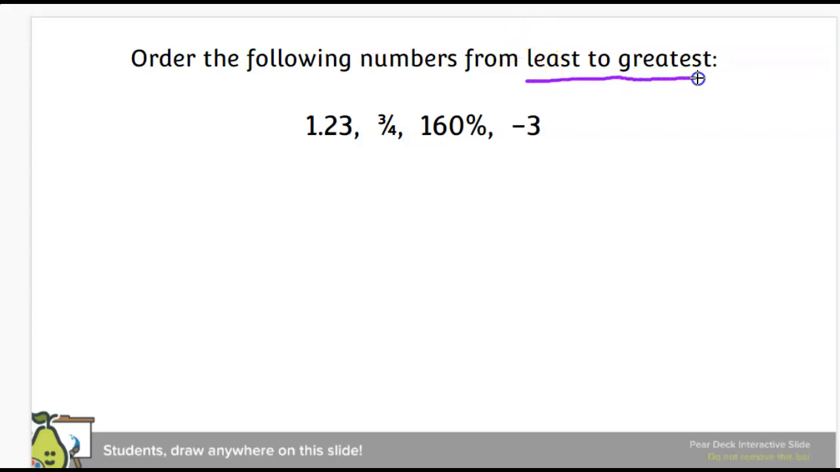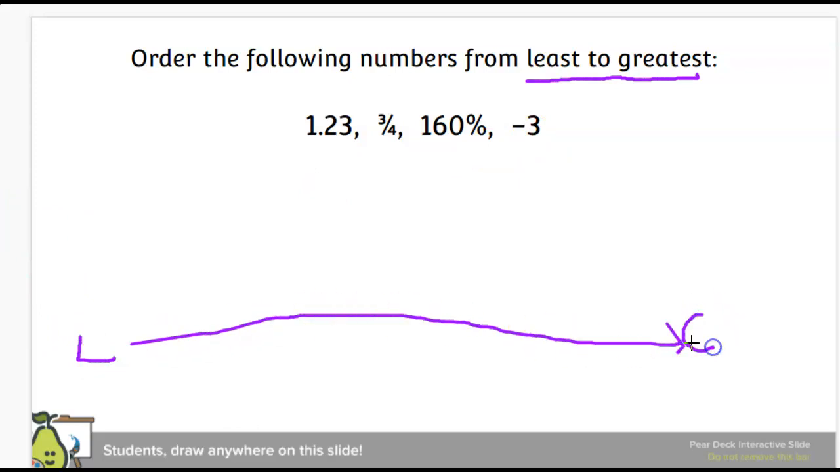First things first, if I'm going from least to greatest, I look at all of them and I say, hold on a minute, that's a negative. Doesn't matter what any of these other numbers are. As long as they're all positive, this one is the least. So already from least to greatest, oh, look at that beautiful line right there. I have -3 as my first number because that's my least.